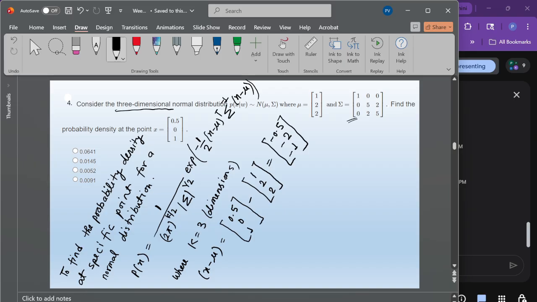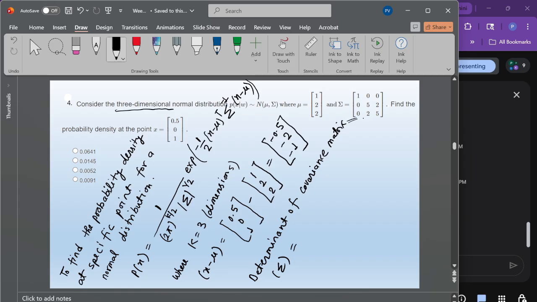Okay, so now what we need to do is find the inverse. First, we need to determine the determinant of this covariance matrix, right? So first the inverse, so the determinant of that covariance matrix, that is sigma.